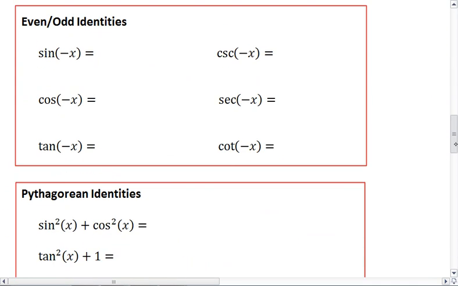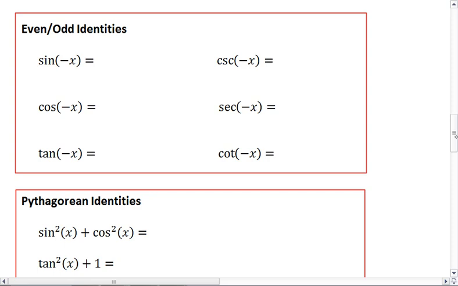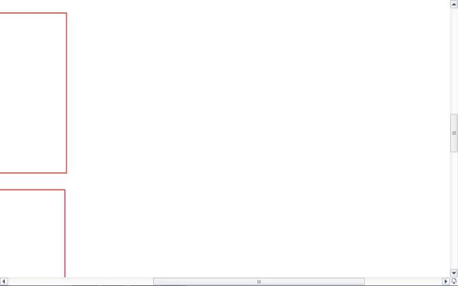Alright, two more sets of identities. First, we have the even-odd identities. This tells us that if, let's say we're looking at our sine graph.